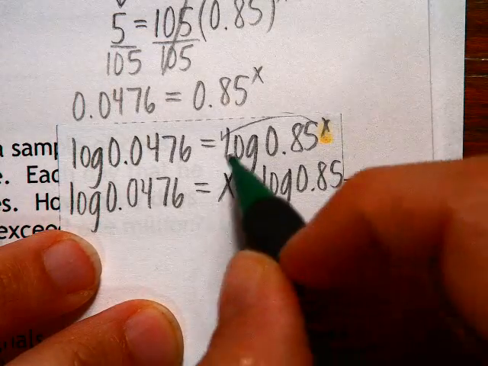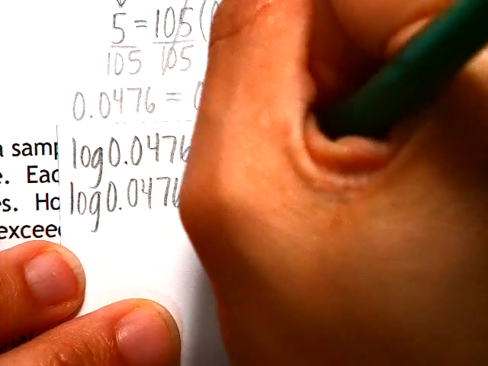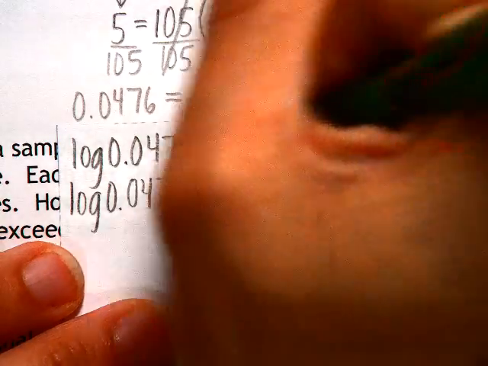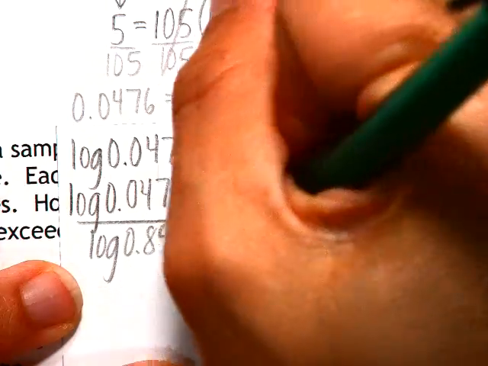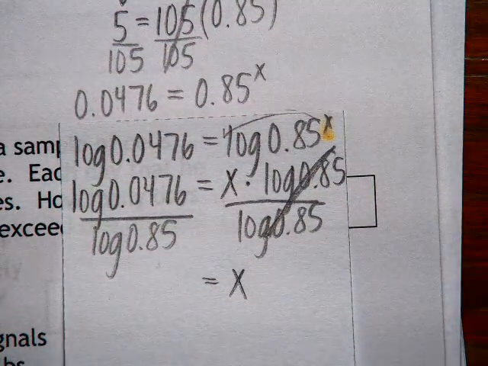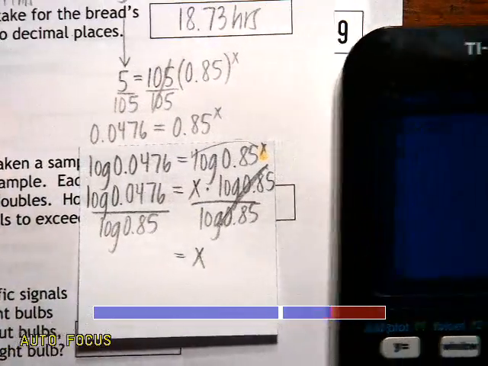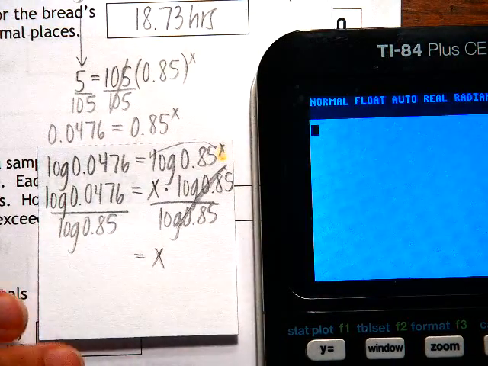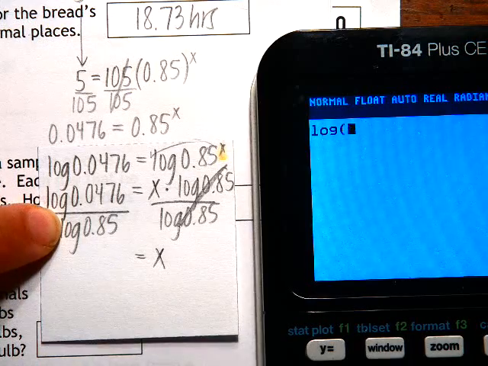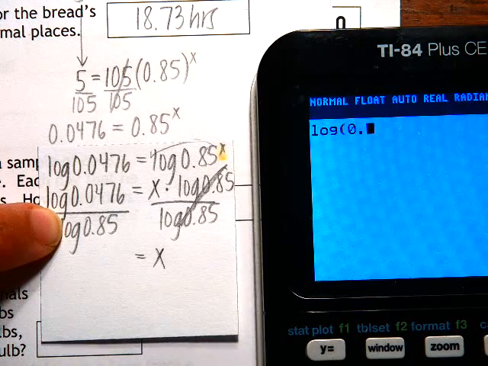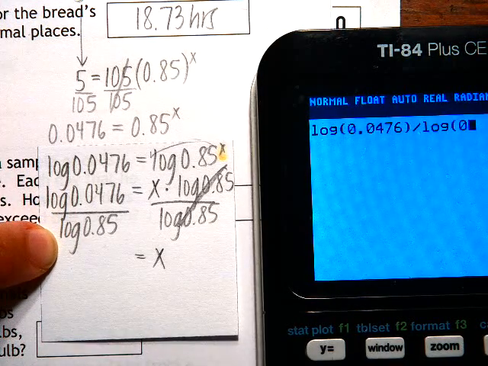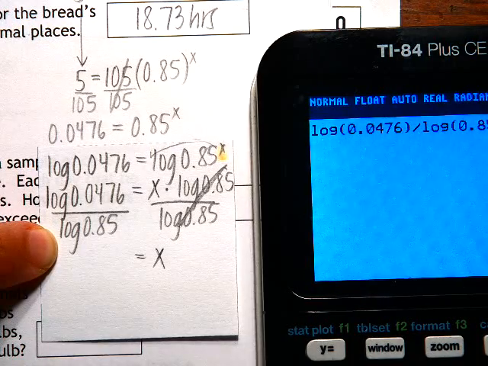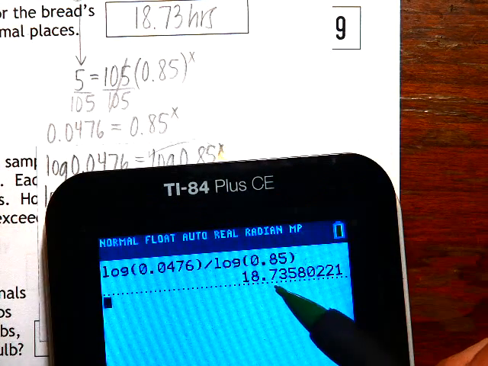X times log 0.85, I can get rid of something times, I'll just divide it to the other side. And if I divide it to the other side over here, that means log of 0.85 cancels out. X is by itself on the right hand side, that's what we want. And we have these messy, horrible looking decimals, but even a standard calculator with a log button, even a phone calculator can do this. Log of, I'll just have to be patient, 0.0476, close parentheses, divided by log of 0.85 gives us, drum roll, 18.73.